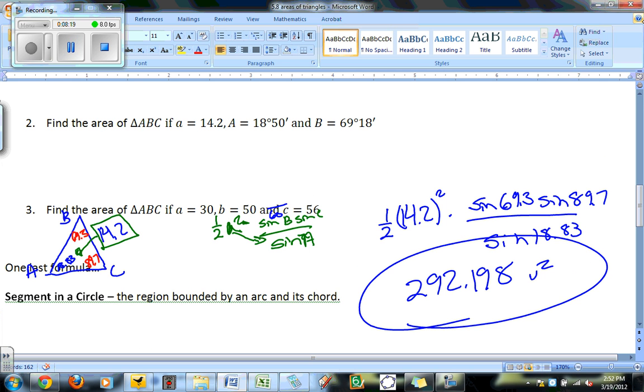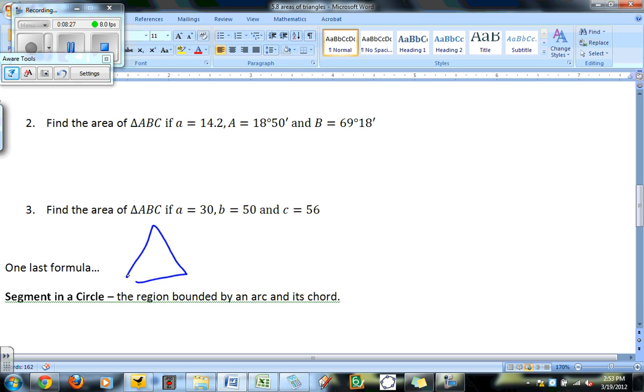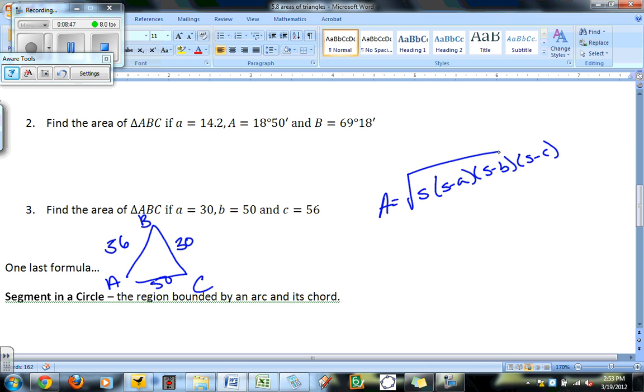And the last one, I bet you can guess, is going to be Heron's formula. We're given three sides. So we have a triangle. We'll call it A, B, C again. And A is 30, B is 50, and C is 56. And Heron's formula is the area equals the square root of S times S minus A, S minus B, S minus C. And in order to find S, S is just equal to 1/2 times all the side lengths added together.